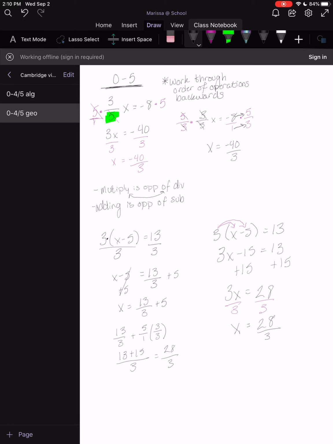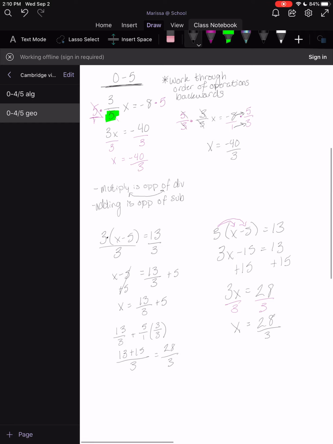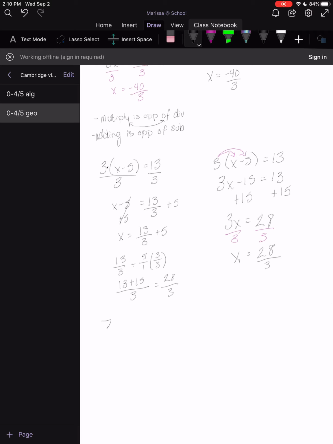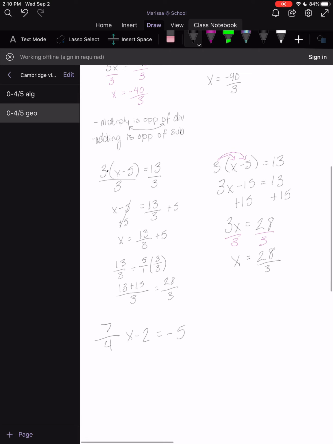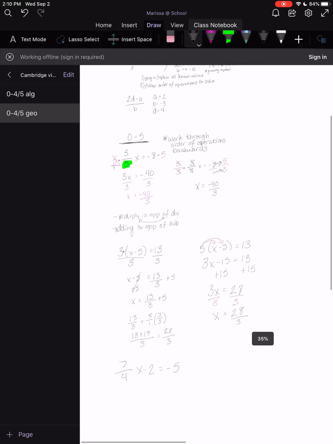All right, so I am going to give you one more problem to do on your own, just for some extra practice. I'm going to give you 7 over 4 x minus 2 is equal to negative 5. I have full faith in you. I know that you can do this problem. I am very confident in it.